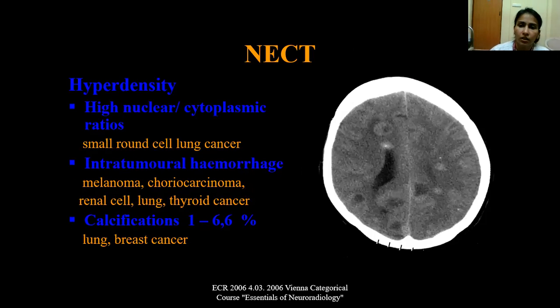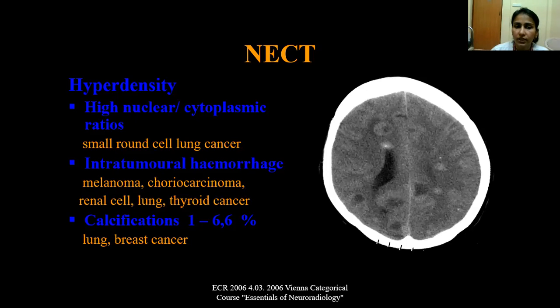Okay. Now, here we are seeing multiple hyperdensities. So there is a high N/C ratio, so small round cell lung cancer. The picture we have seen earlier was diagnosed as small round cell lung cancer metastasis. The patient was diagnosed with a primary which was a small round cell lung cancer. Then intratumoral hemorrhage was also seen. That is why it is causing a hyperdensity.